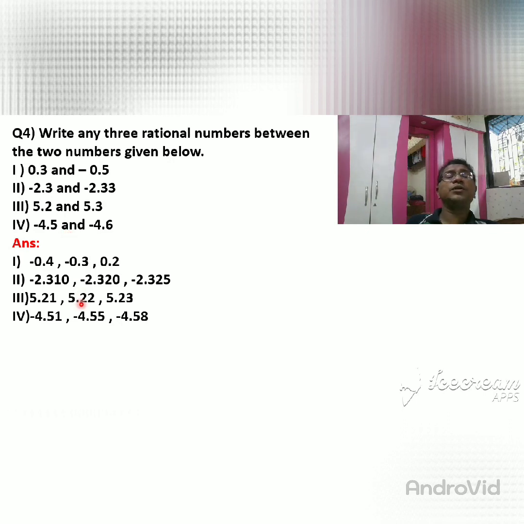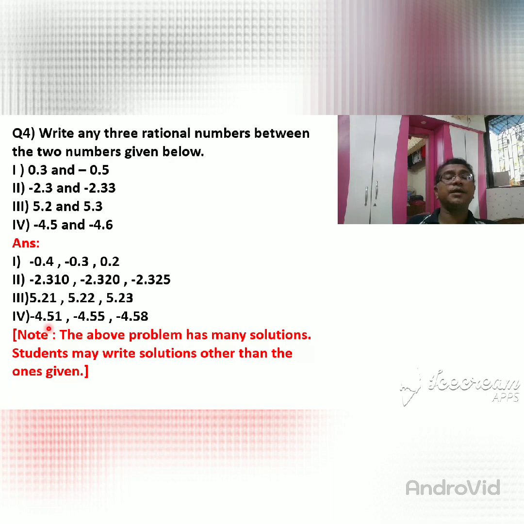Okay, so if the second digit is 5 or greater than 5, then you can add one to the previous number there. So if you have taken minus 4.56, then you can add one here, so it becomes minus 4.6. The above problem has many solutions. Students may write solutions other than the given ones. Whatever I write as an answer, students can write other answers besides these.